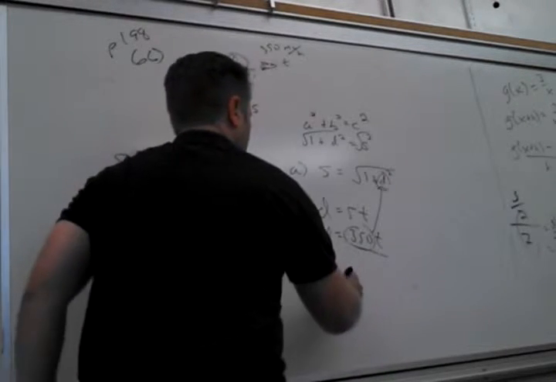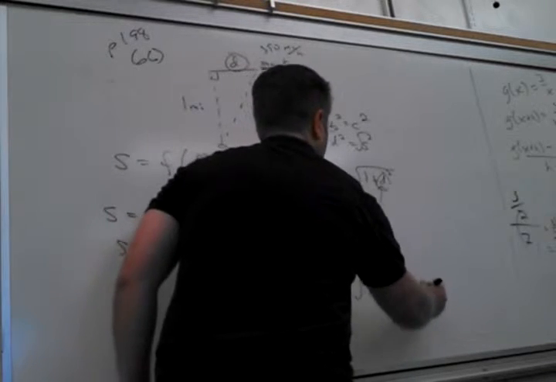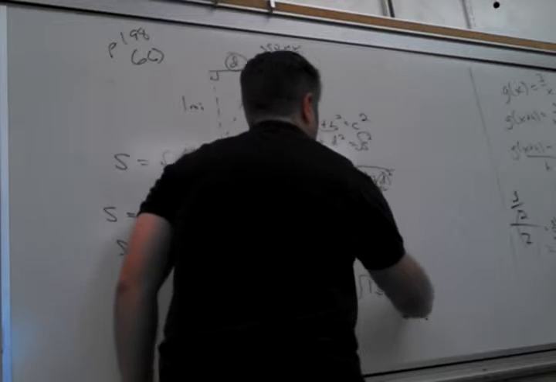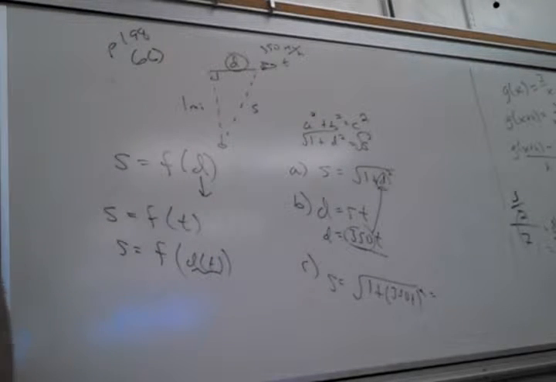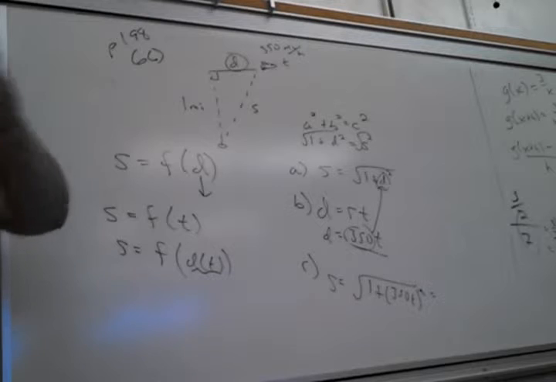So then what do you get for this? You get S equals square root of 1 plus (350t) squared. And you just got to figure out what 350 squared is. Okay, cool. Those ones at the end are always a little weird.